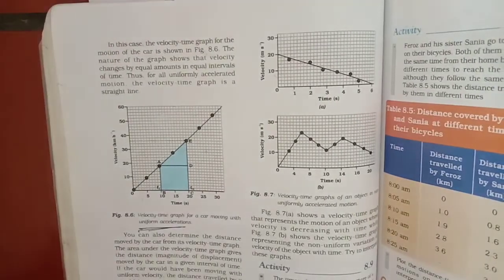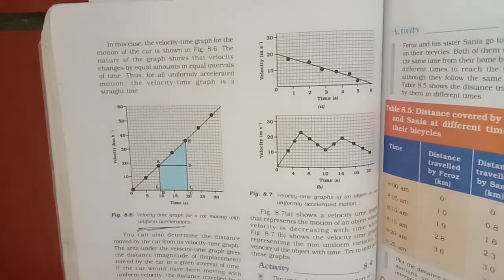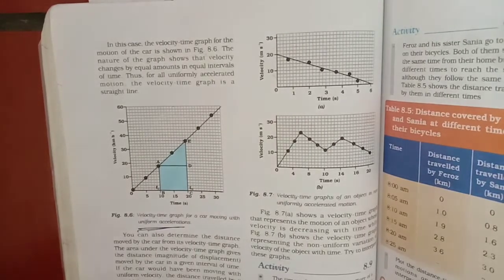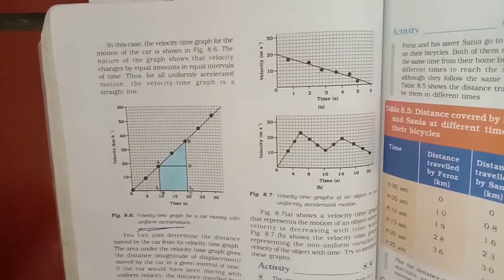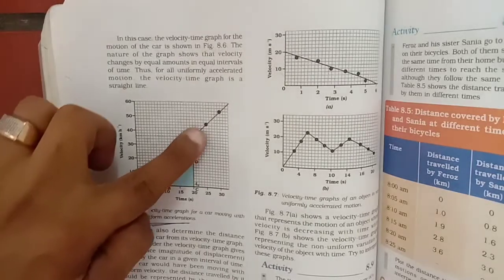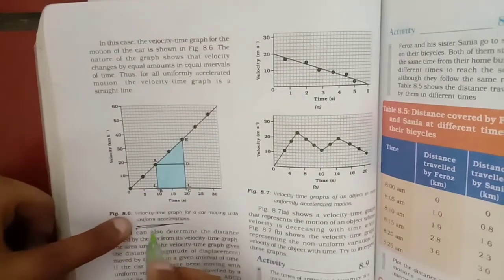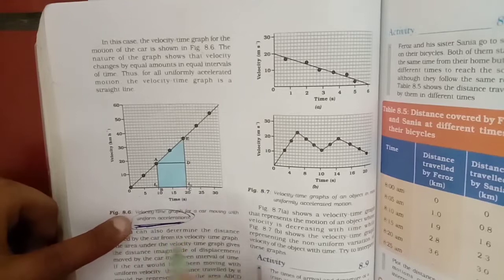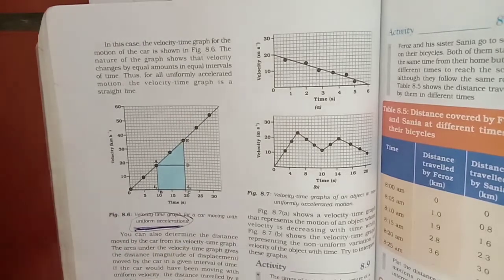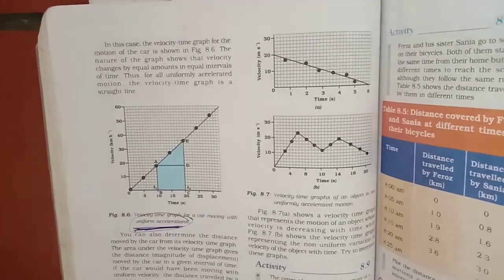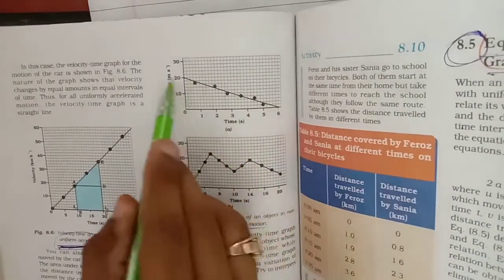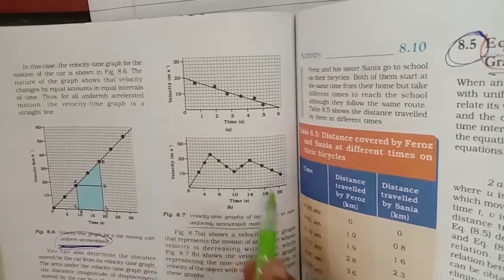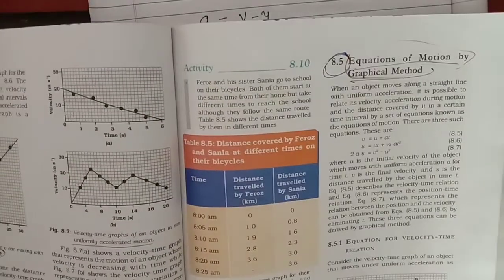Uniform acceleration means velocity gradually increases with an increase in time interval. Velocity regularly increases with an increase in time interval. It means velocity also increases uniformly. So for uniform acceleration, we get a straight line in the velocity-time graph, and this one is non-uniformly accelerated motion, where we get this type of graph for non-uniform acceleration.